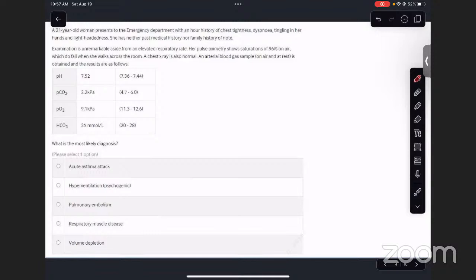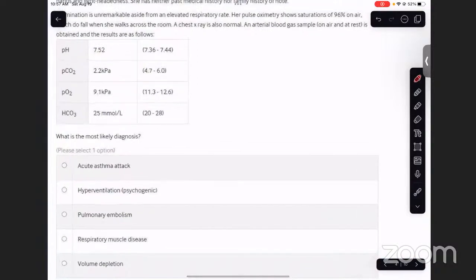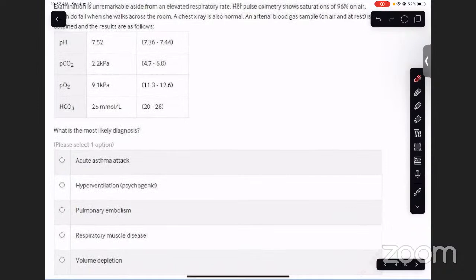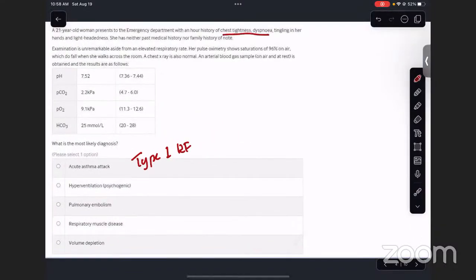In case of acute asthma attack, there will be type 1 respiratory failure. In type 1 respiratory failure, PaCO2 and PaO2 are reduced. But according to the clinical scenario, asthma is unlikely, because in asthma there will be wheezing or chest tightness. How about hyperventilation or a psychogenic cause?